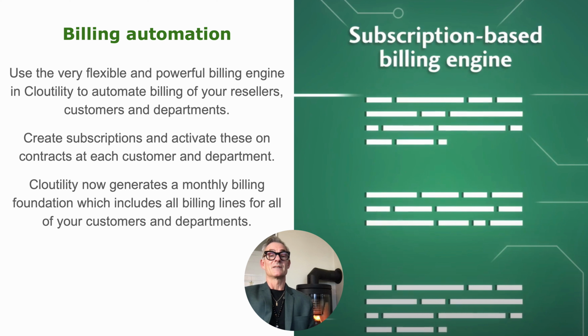The billing output is available in CSV and JSON formats for download and can be emailed automatically. If you want to automate even more, the billing output is available via the Cloutility REST API for direct integration with your existing invoicing system.